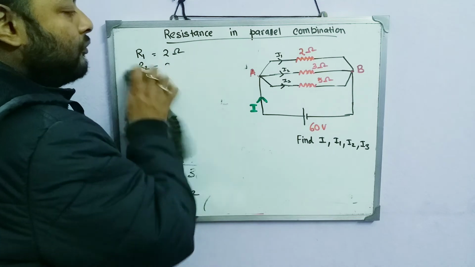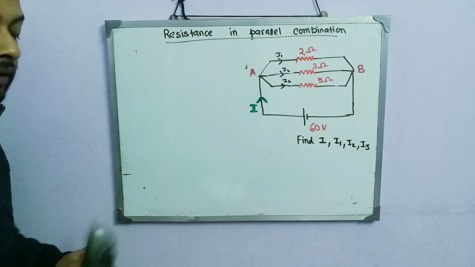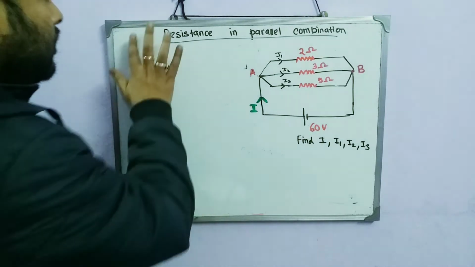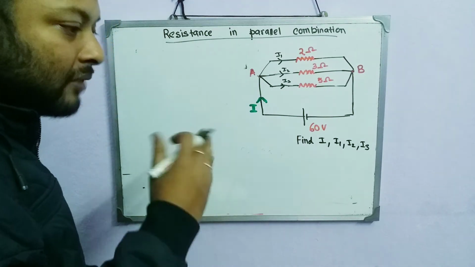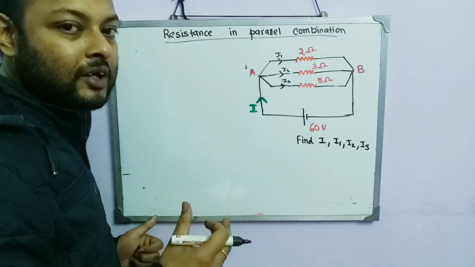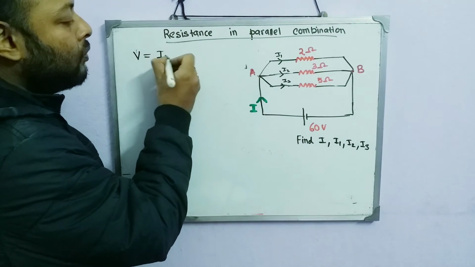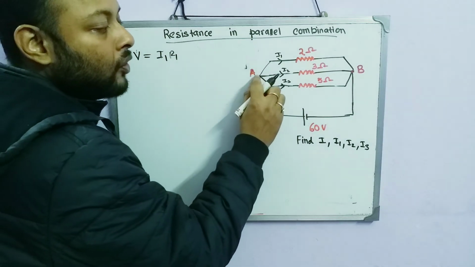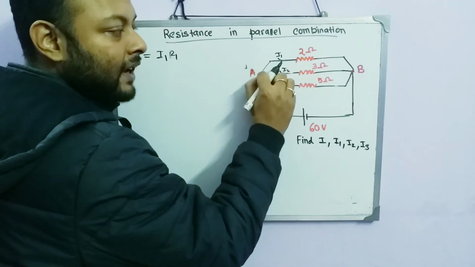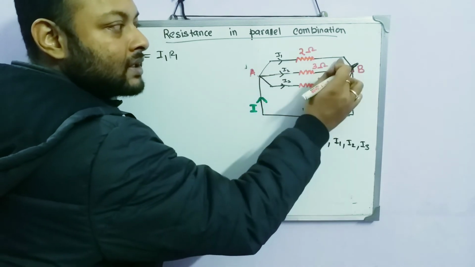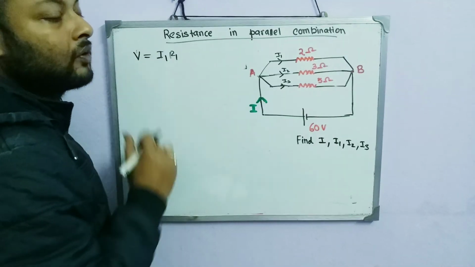Now, if you are asked to calculate the currents I1, I2 and I3, how do we get them? Everything I'm using is Ohm's law only, but in a different way. To get the value of I1, I will use the formula V is equal to I1 R1, because I told you that in the first wire, this 60 volt is there. The potential across A and B is 60 volt. That means in the first wire it is 60 volt, in the second wire also 60 volt, and in the third wire also 60 volt.